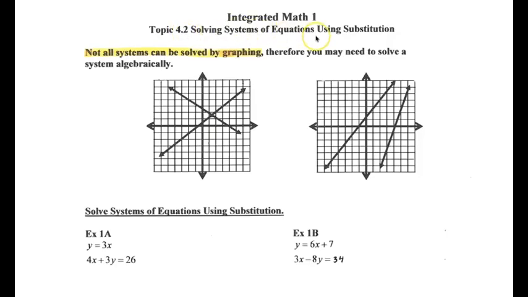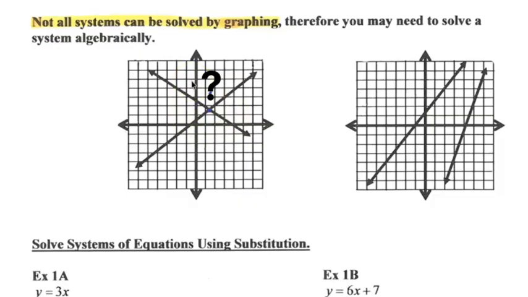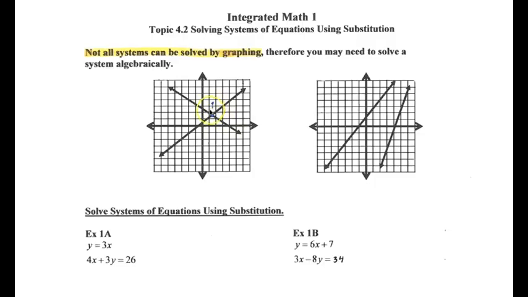Solving systems of equations using substitution. So now, not all systems can be solved by graphing. Look at the one here. I have no idea where they cross. Crosses right there. Is that like 2.1? Or 1.5, 1.6? Who knows? We cannot do this by graphing.